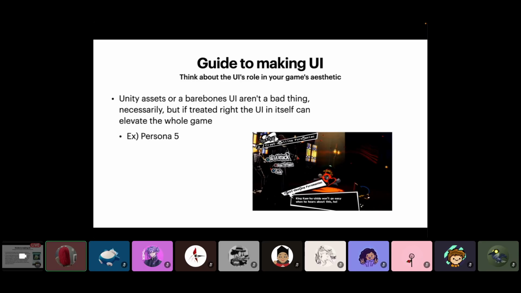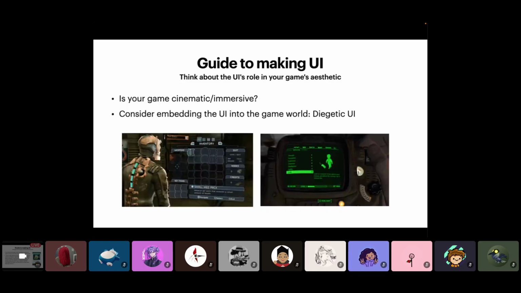Another tip is to consider the aesthetics of the UI and make sure that it connects with the game a lot. A lot of us like to use Unity assets or just the default UI that comes with Unity. But at the same time, adding this kind of flair to the UI kind of makes the game. For example, Persona 5 is really famous for their UI, and it adds to the aesthetic of the game and the experience of the game. So UI is kind of neglected for a lot of us, but it can actually make our game a lot better.